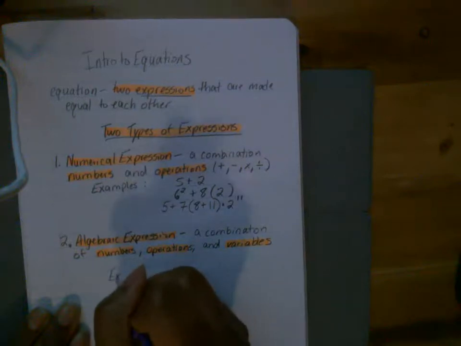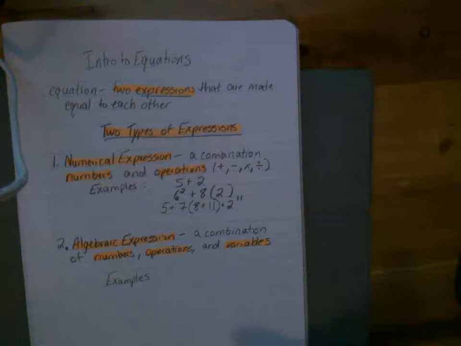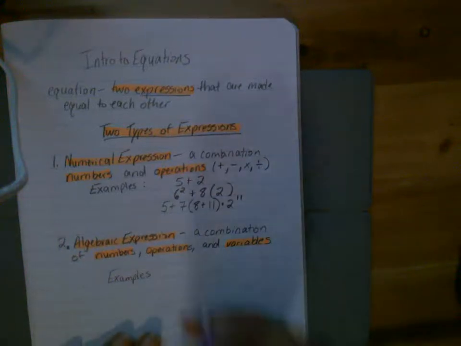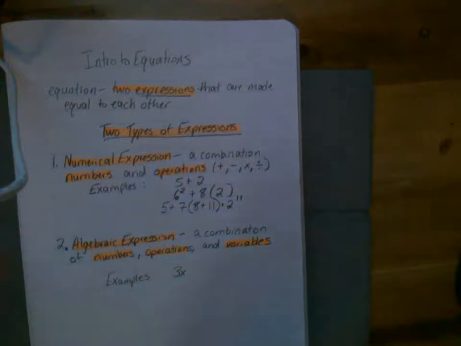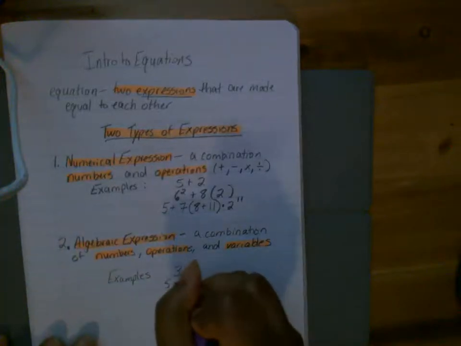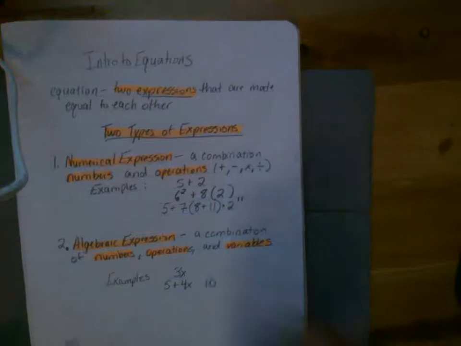Examples. Examples of an algebraic expression look like this. You can have very simplistic. You can say 3x. Very simple. Algebraic expression is multiplying 3 times x. It can be a little longer. You can say 5 plus 4x minus 10.